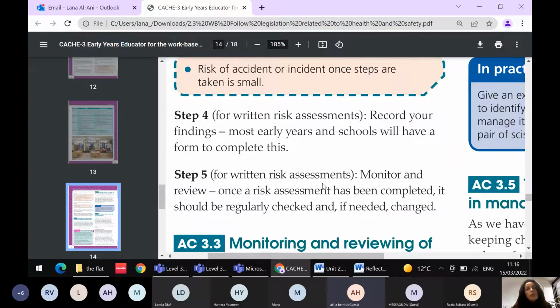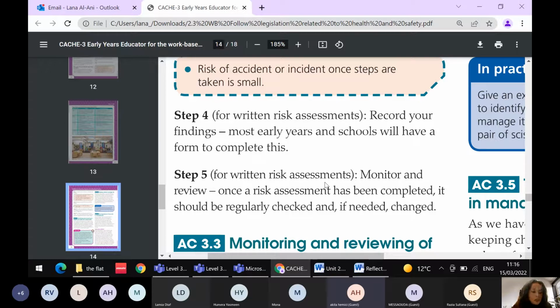And then you realize, well, you know what? I need to monitor my risk assessment, maybe change it. Maybe extend the way I'm doing it, maybe make it in a different way, maybe get a new risk assessment. So it's very important to have it written.